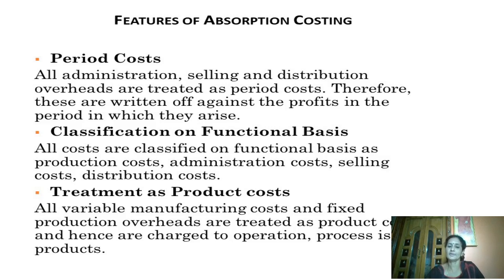Treatment as product cost. All variable manufacturing costs and fixed production overheads are treated as product cost and hence are charged to operation, processes and products. So here the treatment will be taken as product cost. Whatever cost is incurred related to manufacturing cost, and it can be fixed production overheads, this will be treated as product cost.